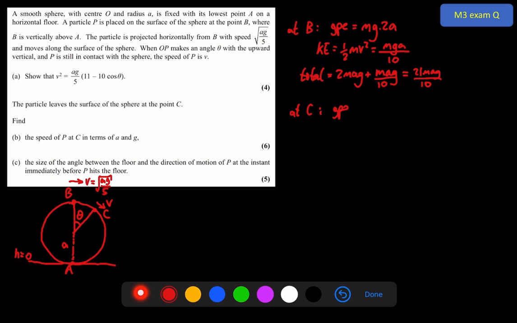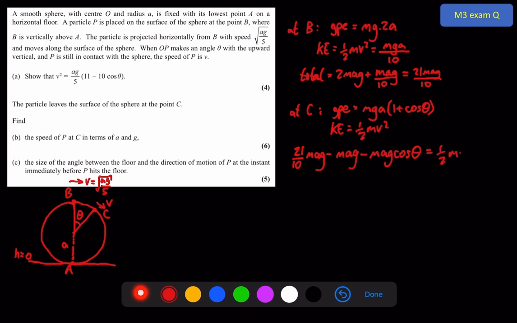At C, the gravitational potential energy is equal to mass times gravity times A plus A cos theta. If I write it like that, the kinetic energy is a half mv squared, and that's the v squared we're trying to calculate. Both of these have to add up again to give us that total energy, 21 over 10 mag. Minus the gravitational potential energy, mag minus mag cos theta, is equal to a half mv squared. So that's 11 over 10 mag minus mag cos theta equals a half mv squared, and we want v squared, so multiply everything by 2, which gives me 11 over 5 mag minus 2 mag cos theta.